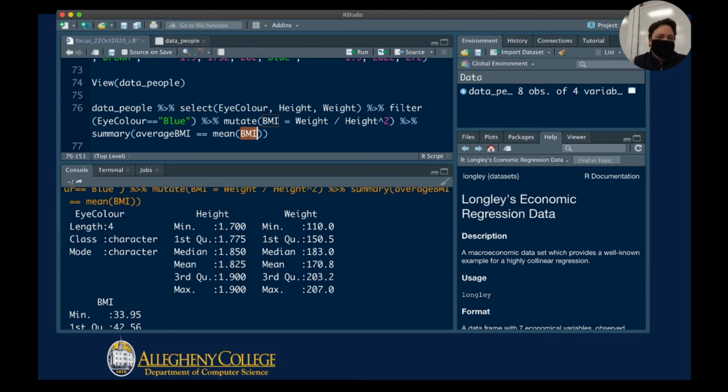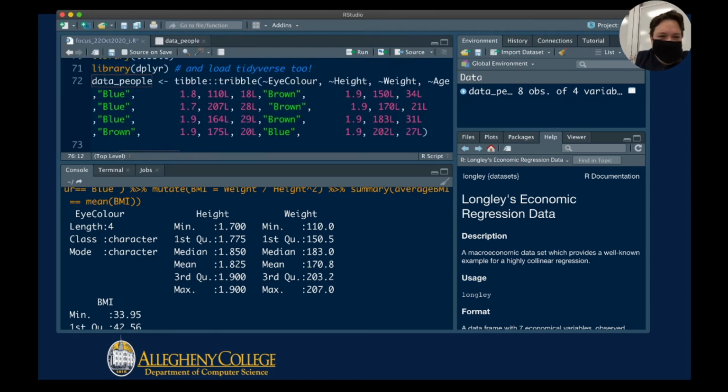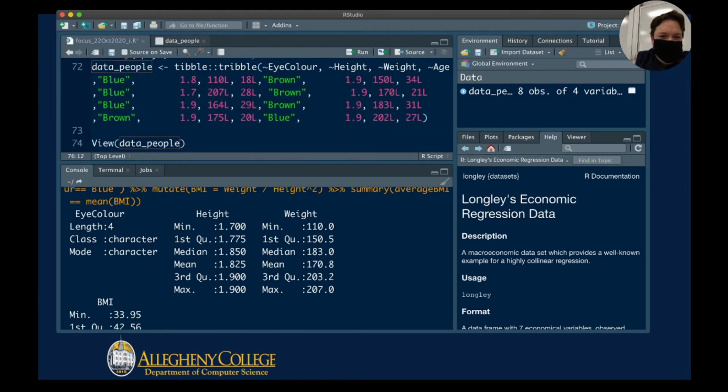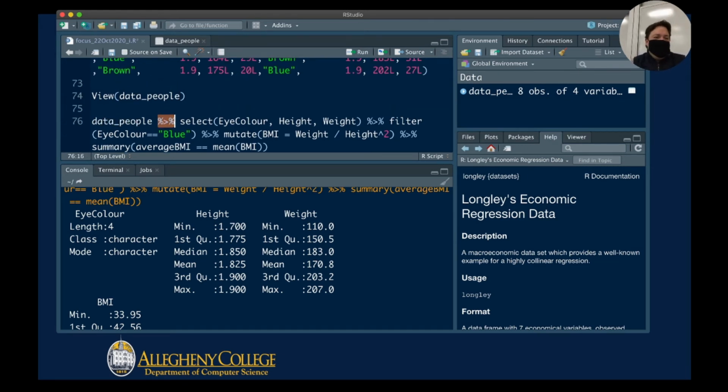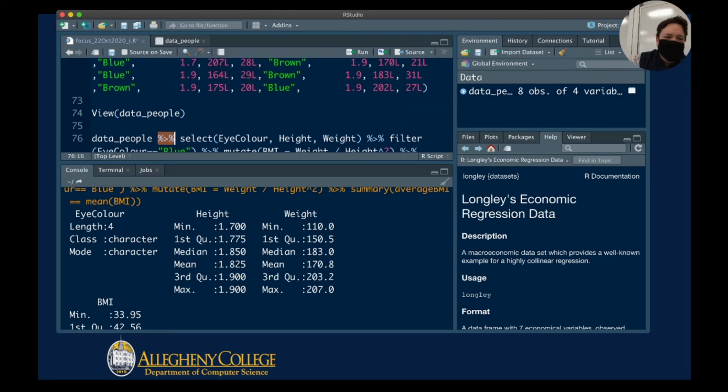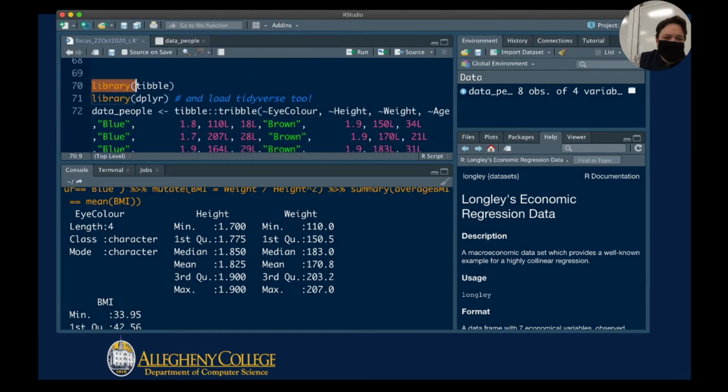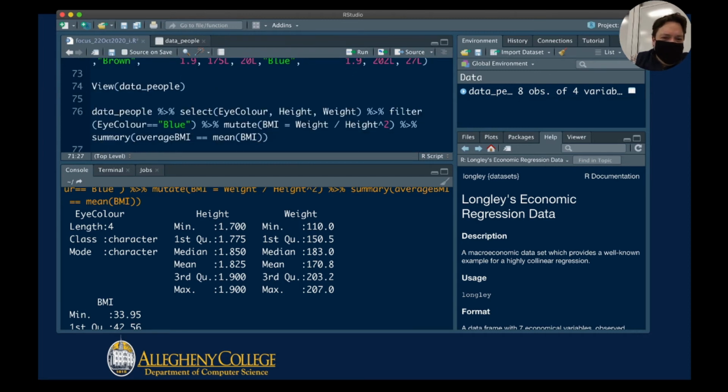Anyway, I'll just take you through it. What I've done is I've taken the data set that I've just created, the data people, which is this table that we have here. By the way, if you run this and it doesn't work, please do not forget to load your libraries. This dplyr library, there's a lot of overlap between dplyr and tidyverse, will allow you to use these.